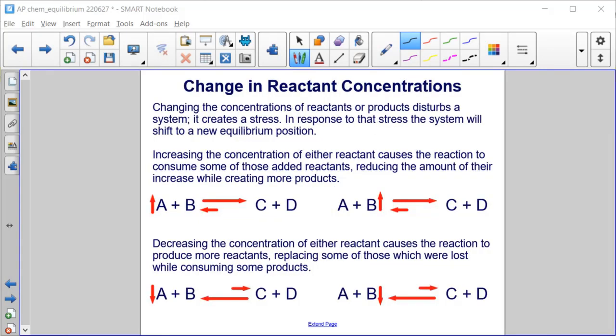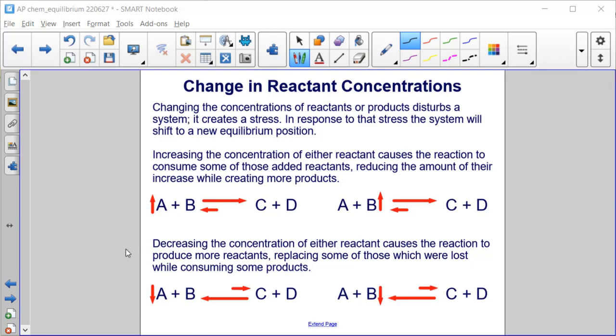Let's first take a look at change in reactant concentrations. Changing the concentrations of reactants or products disturbs a system. It creates a stress. In response to that stress, the system will shift to a new equilibrium position. Increasing the concentration of either reactant, in this case, causes the reaction to consume some of those added reactants, reducing the amount of their increase while creating more products.